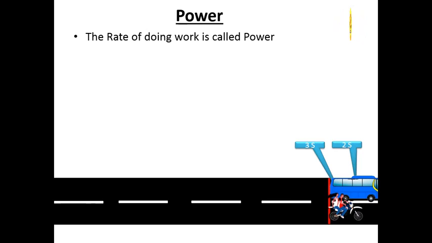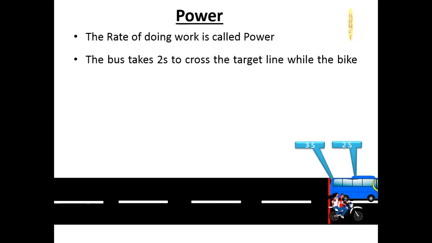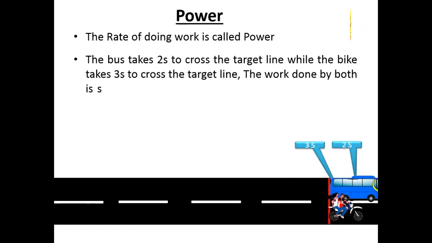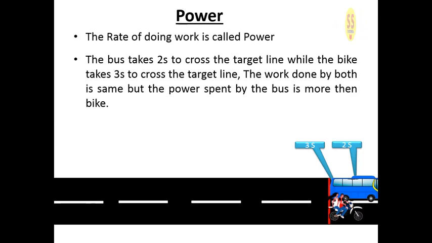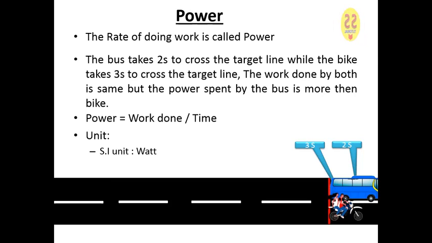So how can we calculate the power? The bus takes 2 seconds to cross the target line, while the bike takes 3 seconds. The work done by both is the same, but the power spent by the bus is more than the bike. So our power is always equal to work done by time. What is the unit of power? Its SI unit is watt and CGS unit is erg per second.